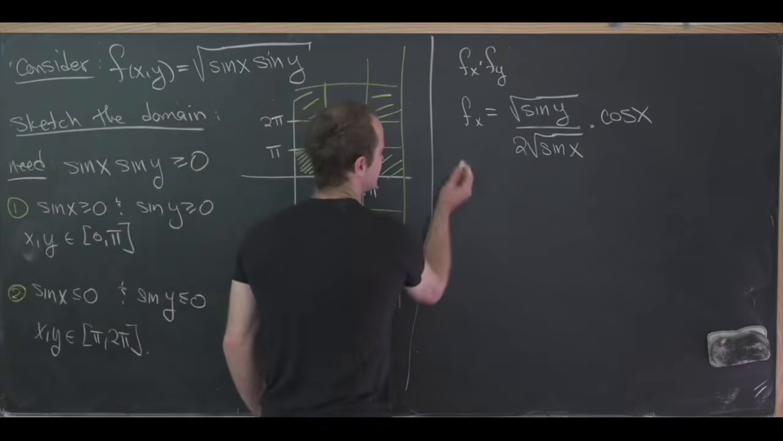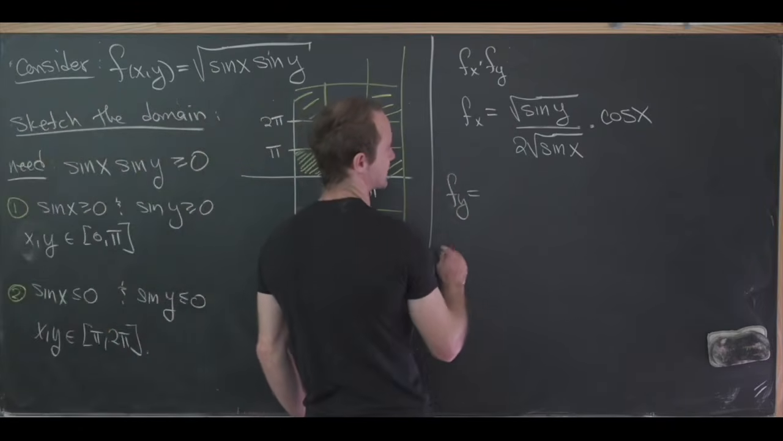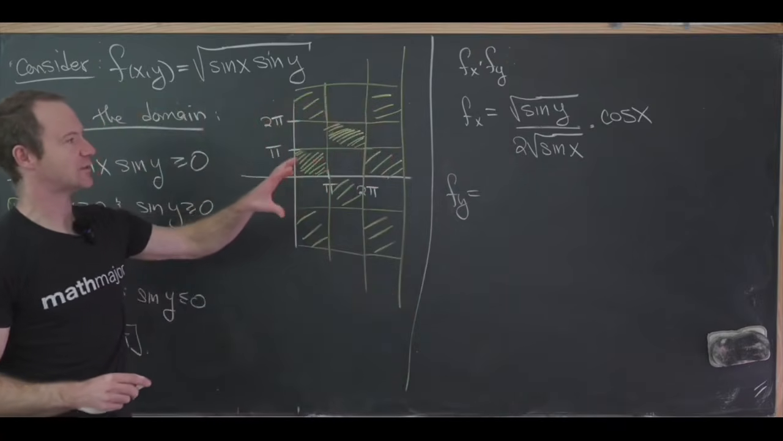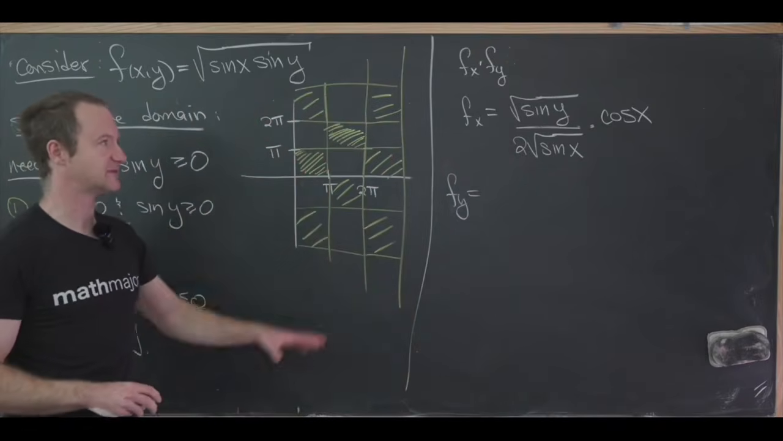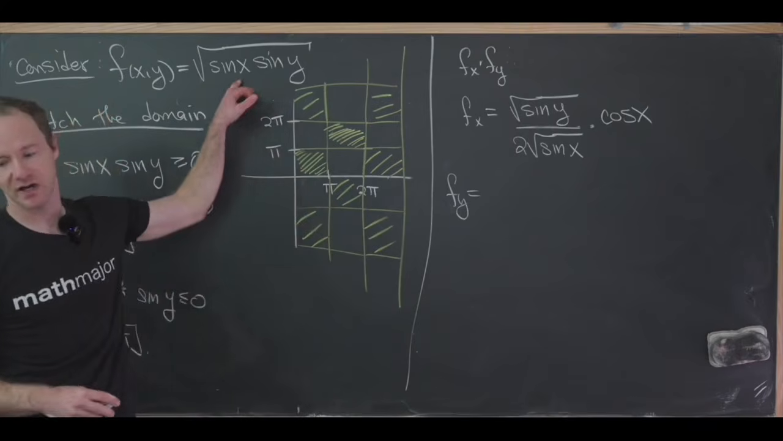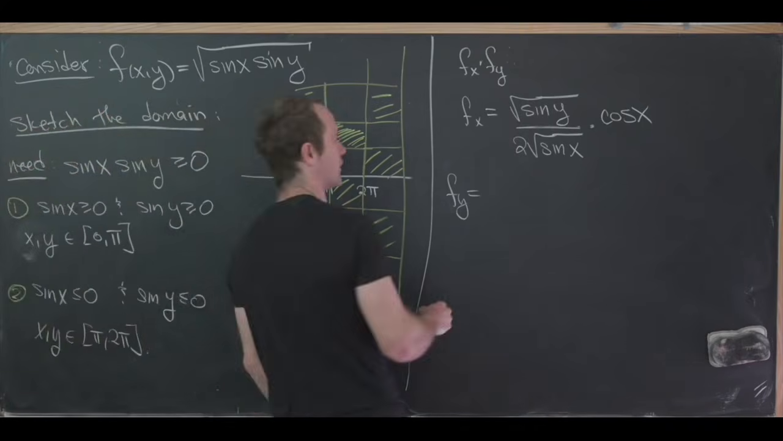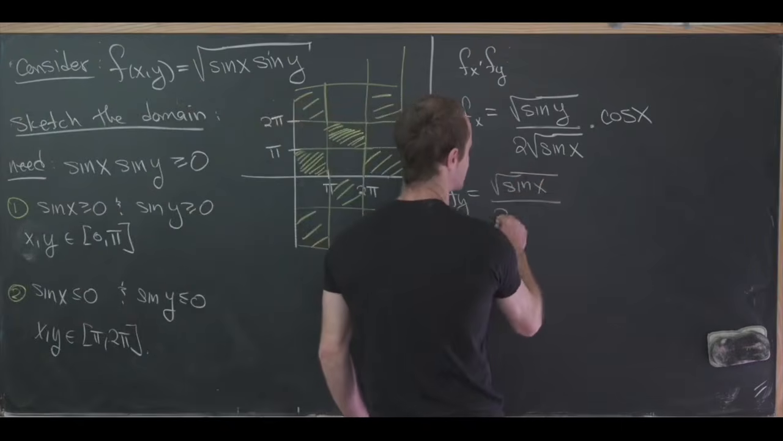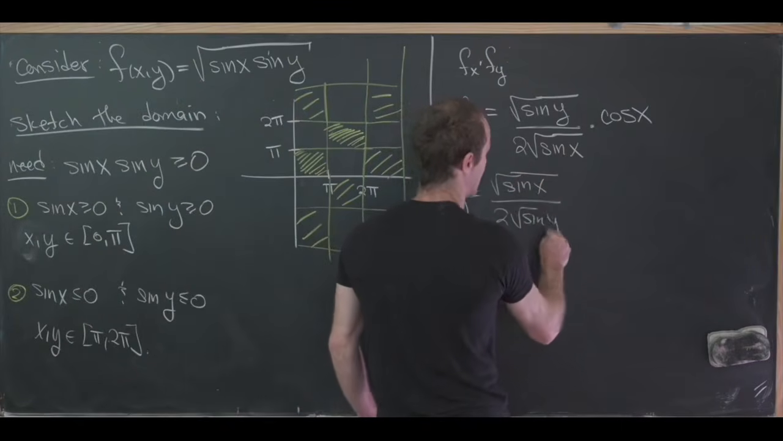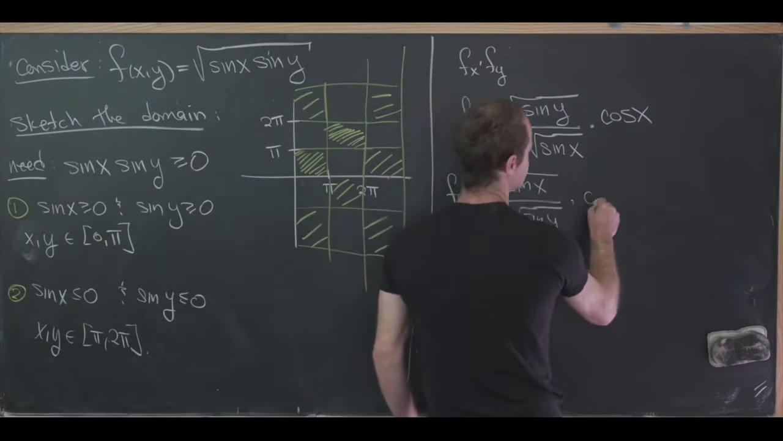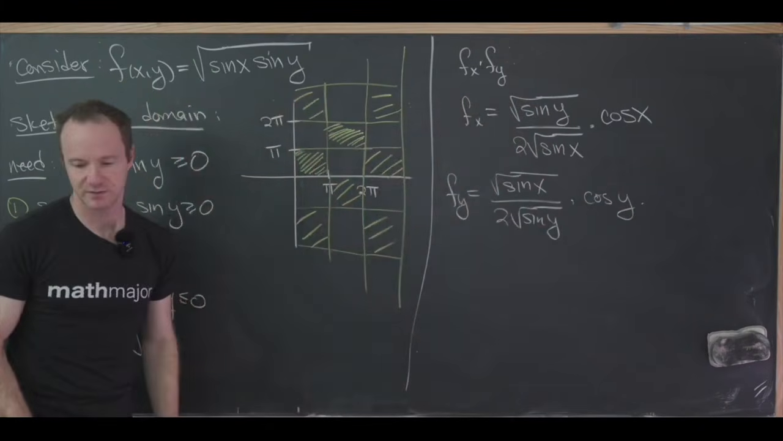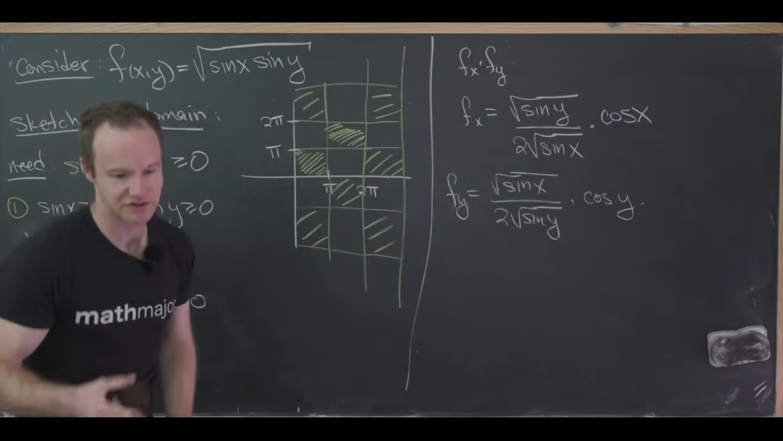Okay, then f sub y, in other words, the partial with respect to y, will be exactly the same as that, except we're replacing x's and y's. And that's because this function is symmetric under the change of x and y. So we'll get root sine x over 2 root sine y, and then times cos y. And then the product of those, well, you just put them next to each other. So there's not much to be said for that.